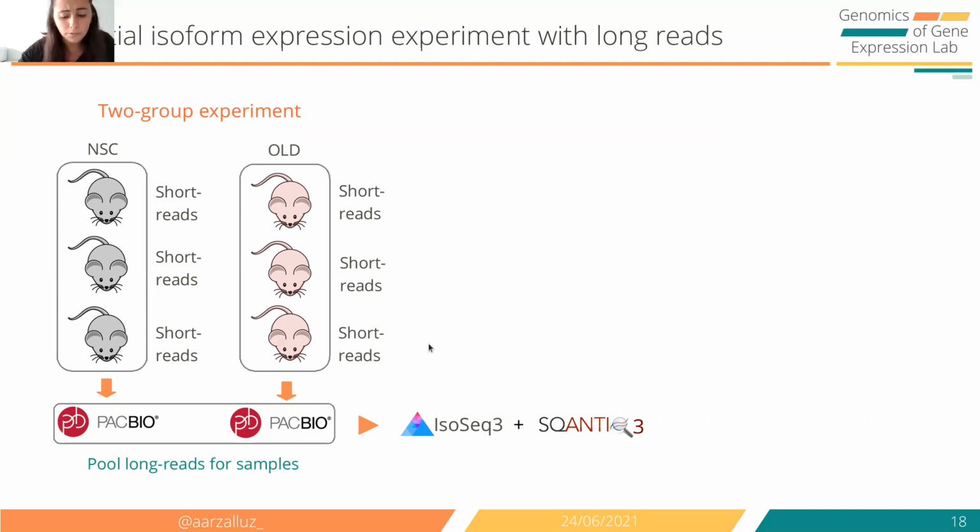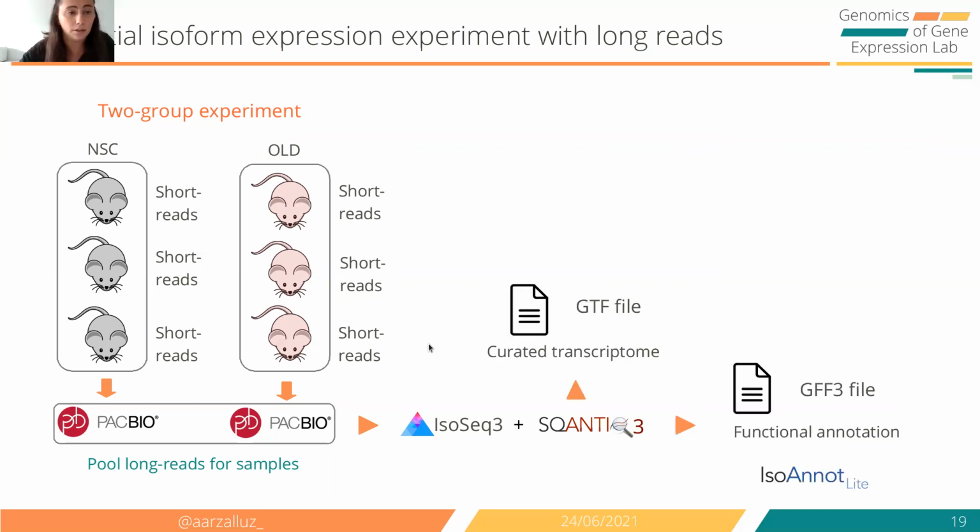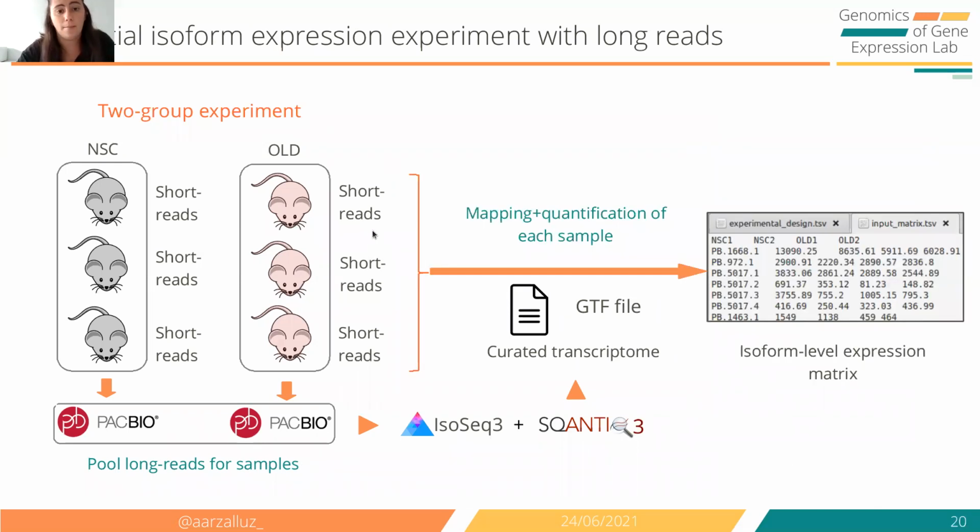And that way we can input the whole thing into Iso-Seq 3 and SQANTI, and finally obtain a single GFF3 and GTF file containing the transcriptome and the functional annotations if you use IsoAnnot. And this will be our experiment's transcriptome. For quantification, what we normally do is use the short reads from each of the individual samples and just map onto the reference GTF. And that's how we get an isoform level expression matrix.